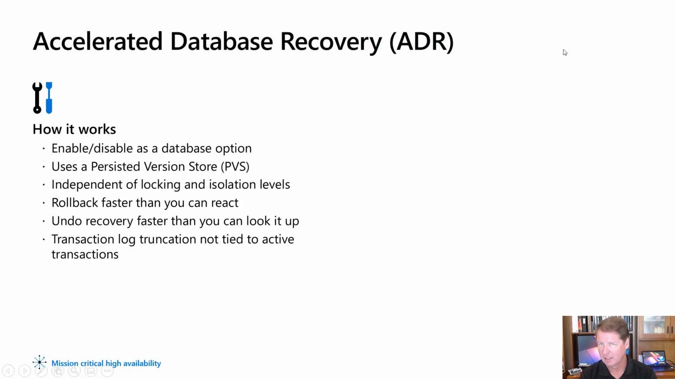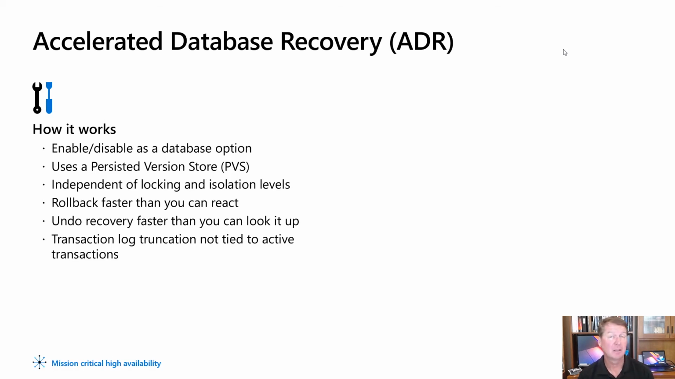Now, how does this work? Because I get a lot of questions about this. Number one, it's not on by default in SQL 19. It is in Azure. You turn this on through a database option. What we're going to use is a persisted version store. It's not the same versioning you have in TempDB today for isolation levels like Snapshot. It's the same type of technology, but the versions are in your database. And so rollback becomes extremely fast.